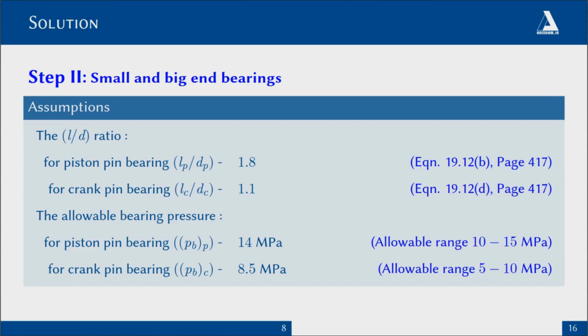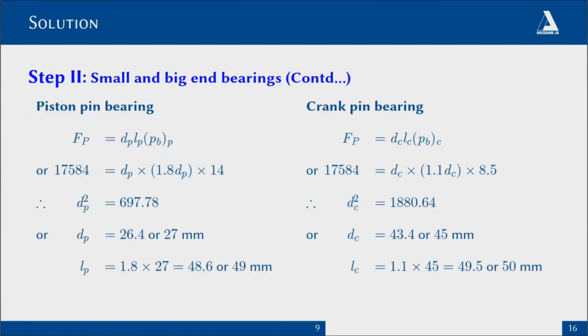The allowable bearing pressure for the piston pin bearing is 14 megapascal. The allowable range is 10 to 15 megapascal. And for the crank pin bearing, the allowable bearing pressure is 8.5 megapascal. The allowable range is 5 to 10 megapascal. In this slide, the left hand side shows the calculation of the dimensions of the piston pin bearing, and the right hand side shows the calculation for the dimensions of the crank pin bearing.